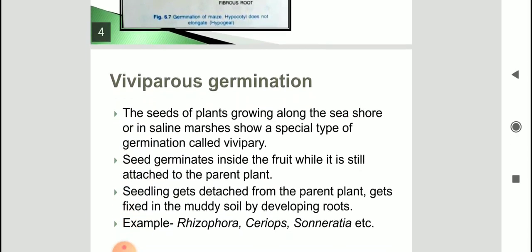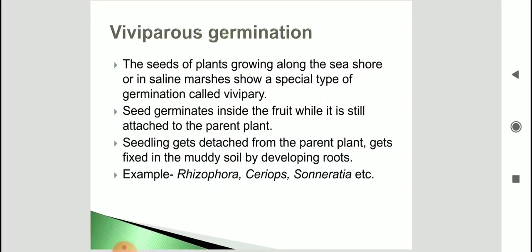Now moving on to viviparous germination. Children, you have studied the term vivipary while studying classification of animals. You know what vivipary is: when animals reproduce by giving birth to their young ones. Now here also, in case of viviparous germination, what happens? The seed starts germinating while it is intact and while it is in the fruit.